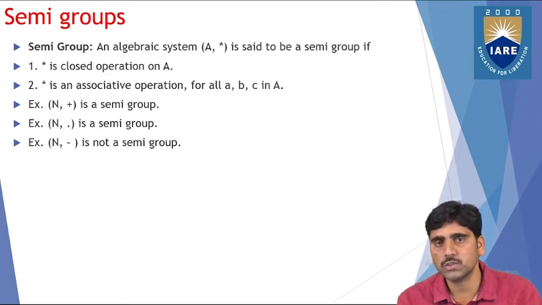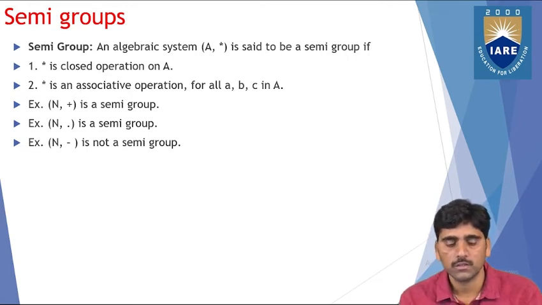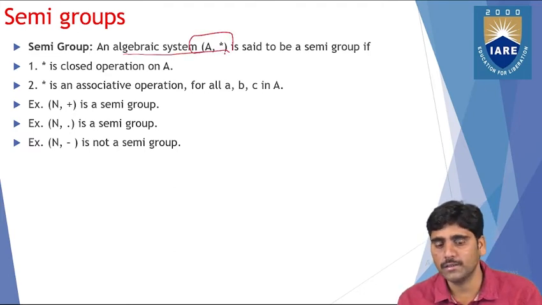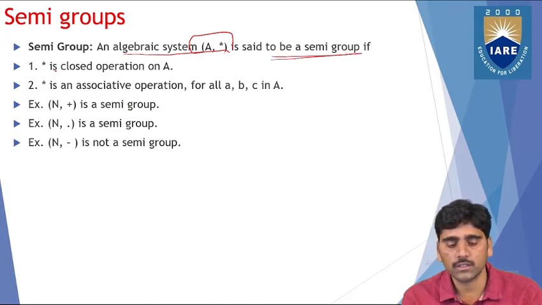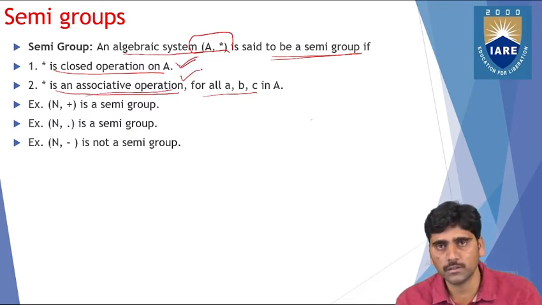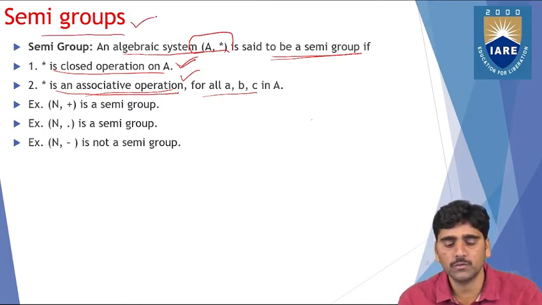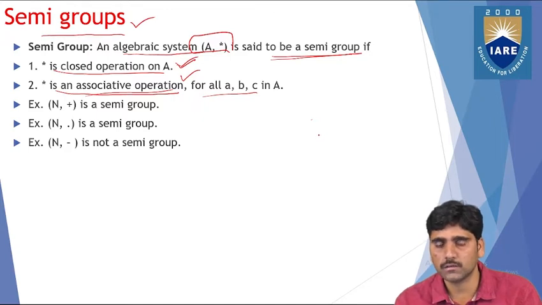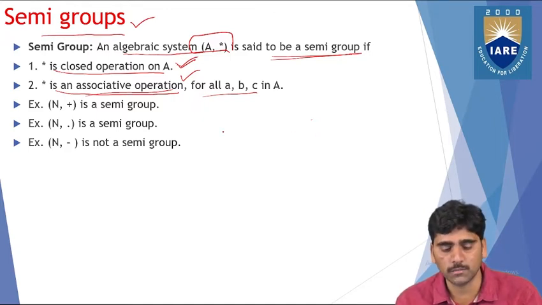So only some of the properties need to be satisfied. An algebraic system (A, *) is said to be a semi-group if * is a closed operation on A and * is an associative operation on a, b, c. If it satisfies the closed operation and the associative operation, those two operations are enough to become a semi-group.